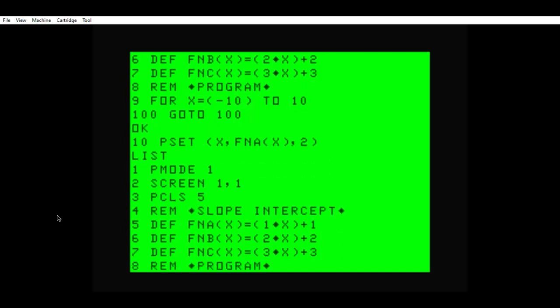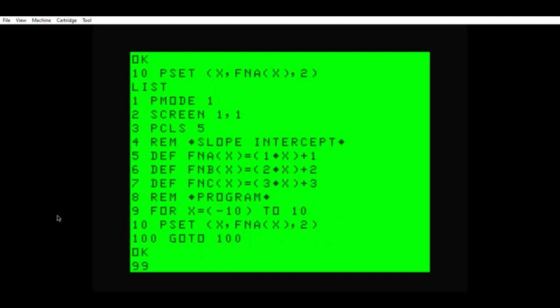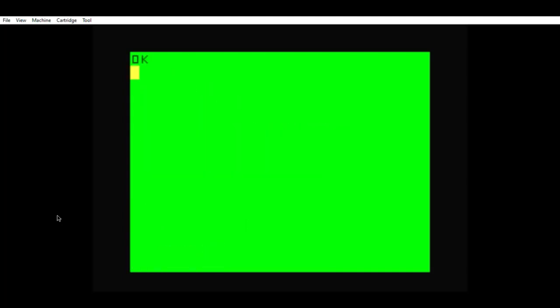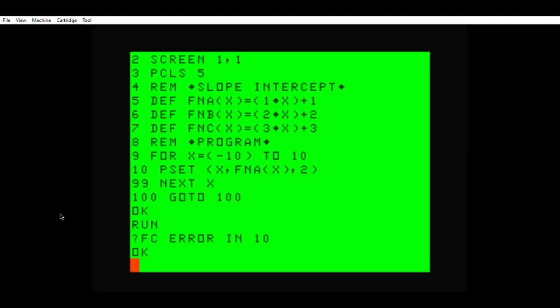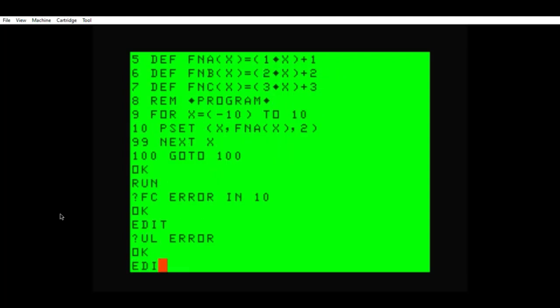I'm going to relist this. I'm going to put NEXT X, list this. Jeez, list. So we should get a diagonal line. FC error in 10. Alright, well, I don't know what's wrong there. We're going to edit 10.